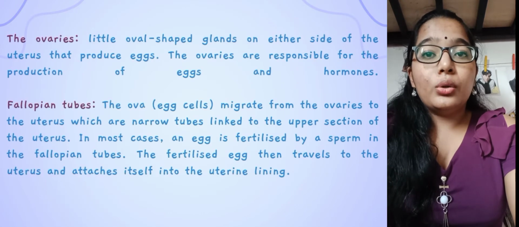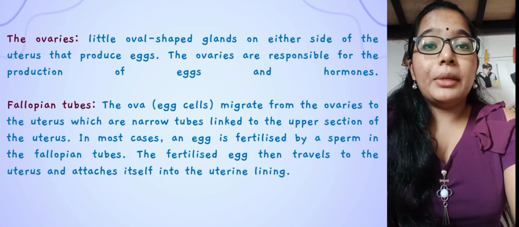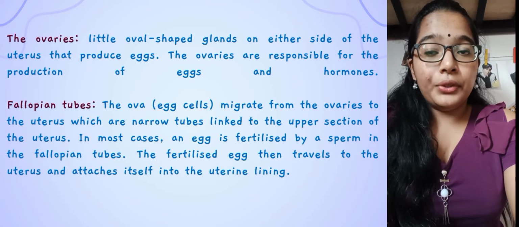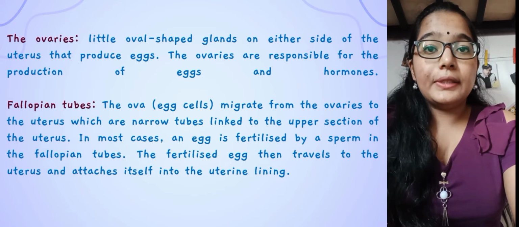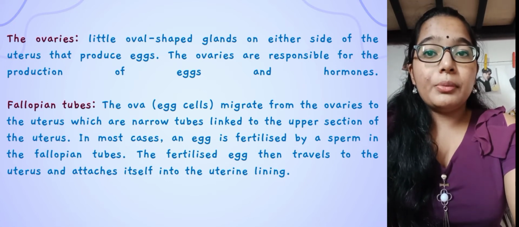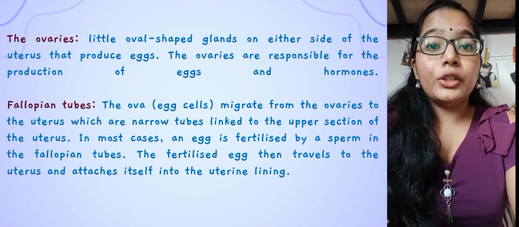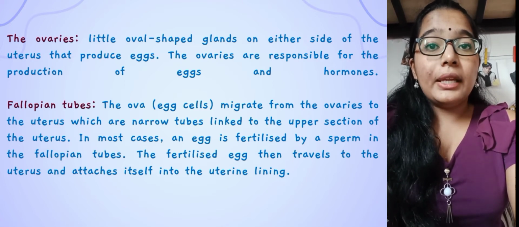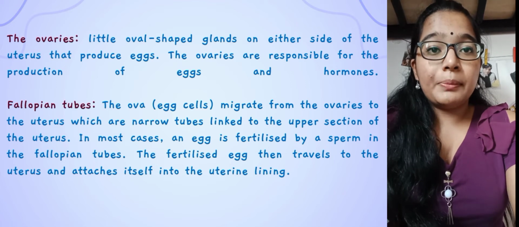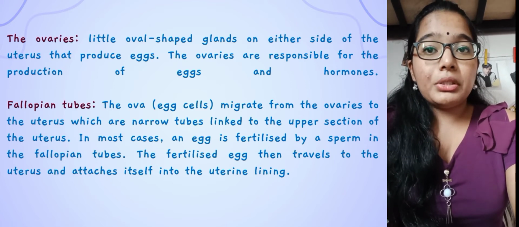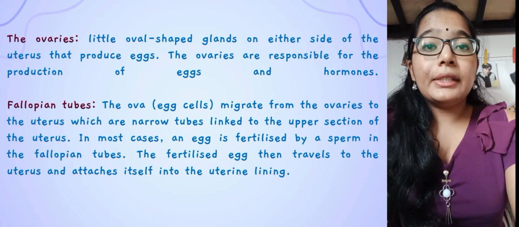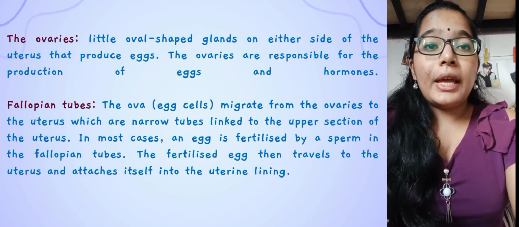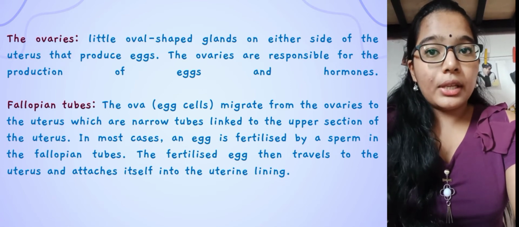Then, the ovaries, little oval-shaped glands on either side of the uterus that produce eggs. The ovaries are responsible for the production of eggs and hormones. In most cases, an egg is fertilized by a sperm in the fallopian tubes. The fertilized egg then travels to the uterus and attaches itself to the uterus lining.